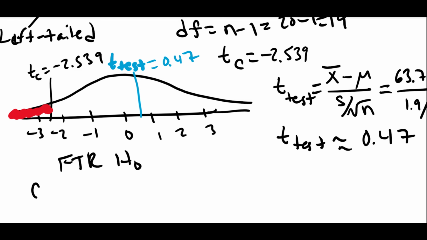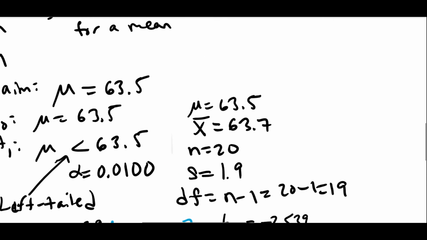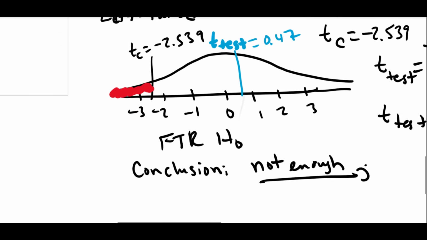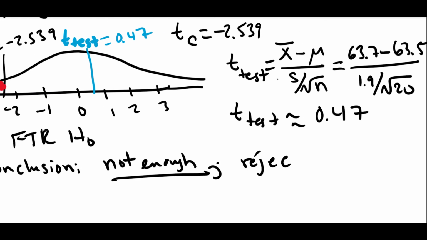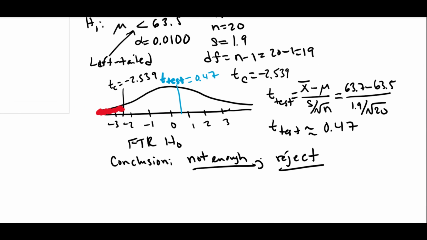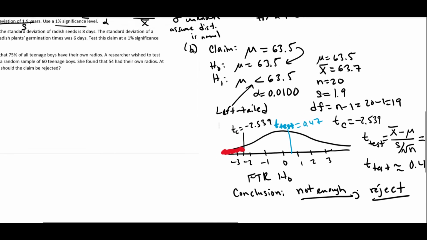So then for our conclusion, this means we do not have enough evidence. There is not enough evidence, okay? So not enough evidence. And my claim belongs to my null, so we're going to use the word reject. So there's not enough evidence to reject the claim that... All right? Those are my two keywords. All right, and that's problem number 8.